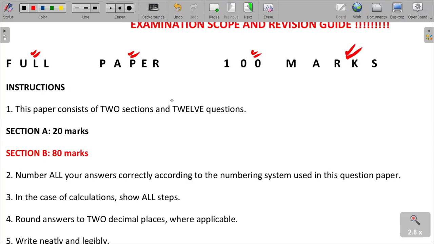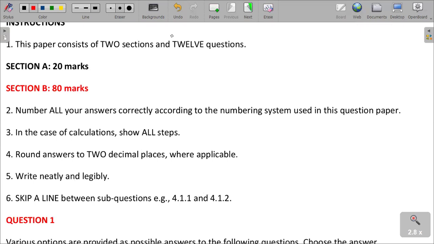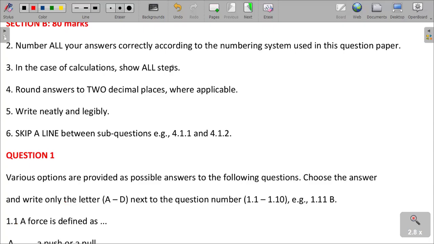Follow and read the instructions as they are given in class. By not following the instructions, you are discrediting yourself towards the attitude of the examiner, or towards the attitude of your teacher. So please note that instructions are very important, so follow them. Check, for example, instruction number 4: answers to be 2 decimal places. When we give any calculations in the paper or in the exam, we must ensure that answers are given to 2 decimal places wherever it is applicable, and then skip a line between subsections.